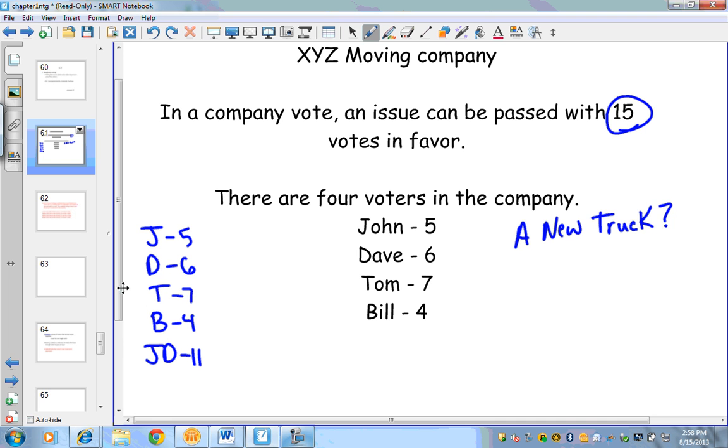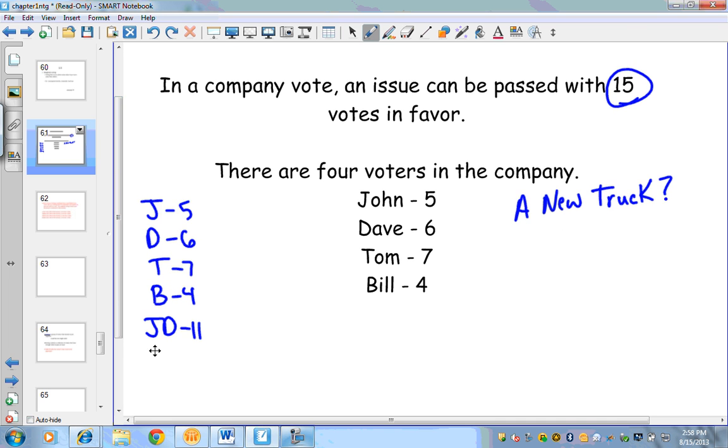Or John could decide, you know what, I want to vote with Tom, for a grand total of 12 votes. Or John and Bill could decide to vote together, which would be a grand total of 9 votes. And of course, you can keep working all the different coalitions. So Dave and Tom, that would be a total of 13.